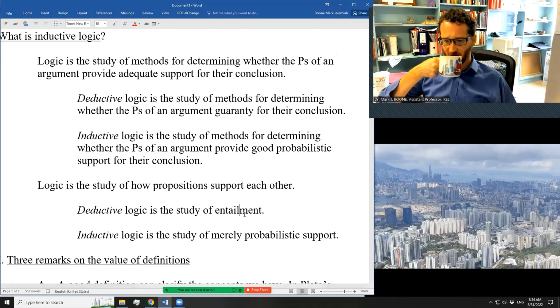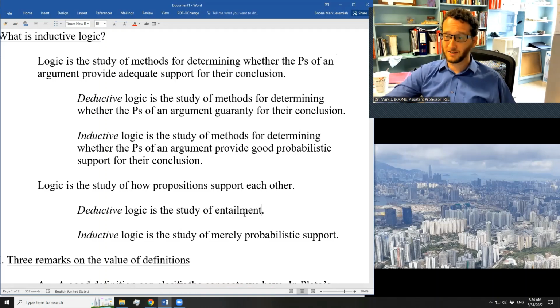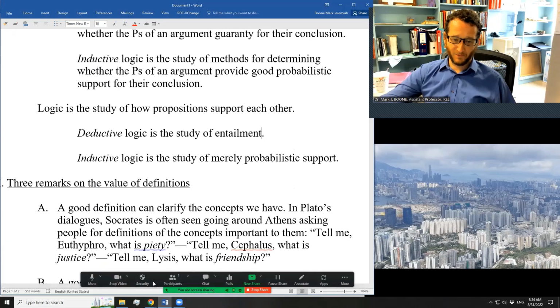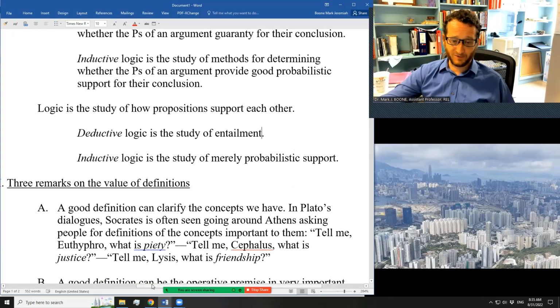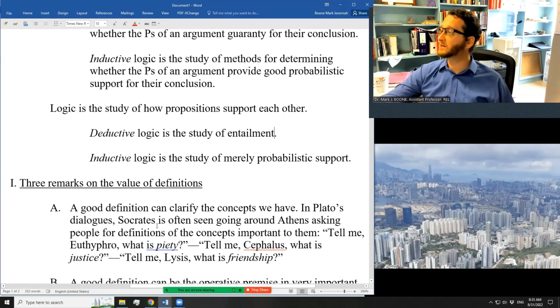Deductive logic is the study of, well, I think I just know how to give a parallel phrasing. Entailment means one thing is entailed by another thing, or a set of things. In this case, one proposition is entailed by other propositions. And that means those other propositions guarantee it. Entailment means a guarantee. Entailment means one proposition guarantees another, or one set of propositions guarantees another, such that the ones guaranteeing cannot be true and the one guaranteed false at the same time. All right, enough of this.